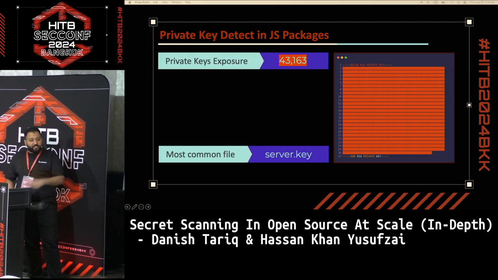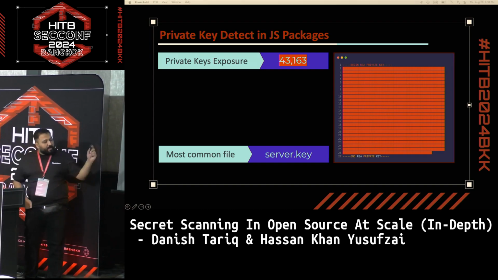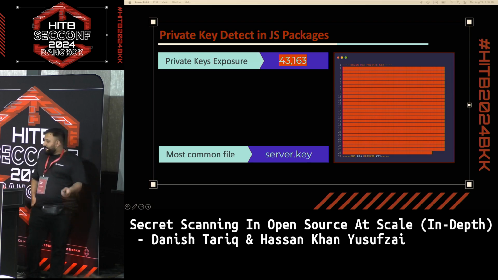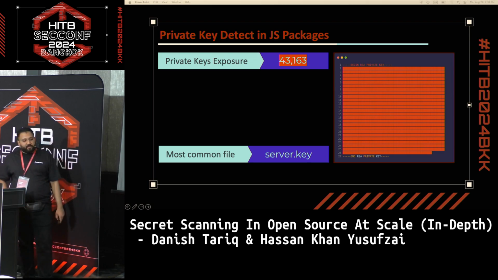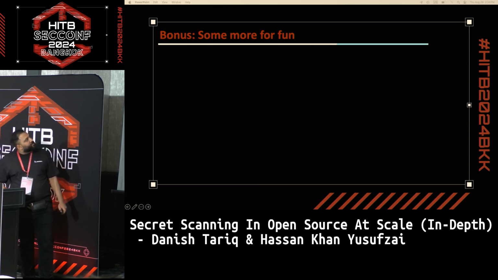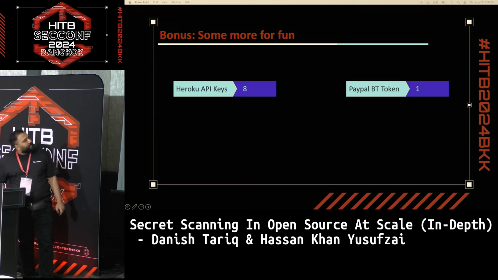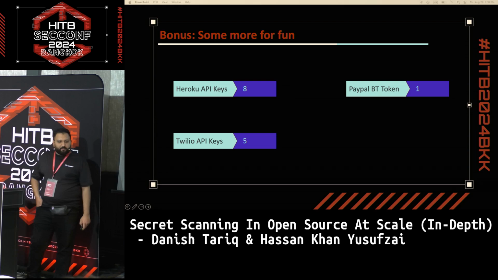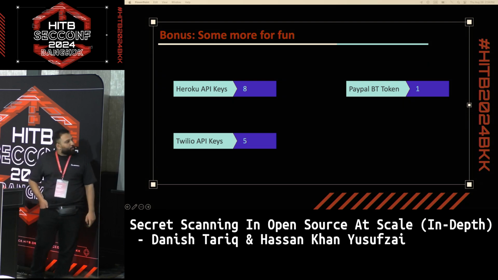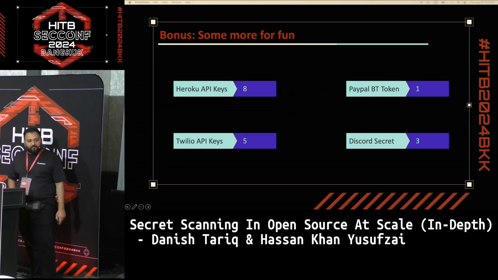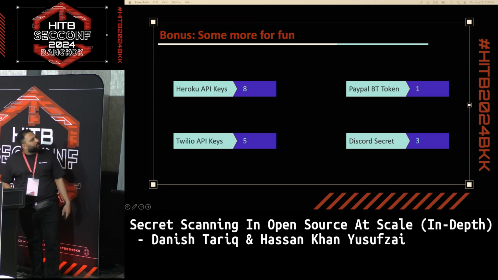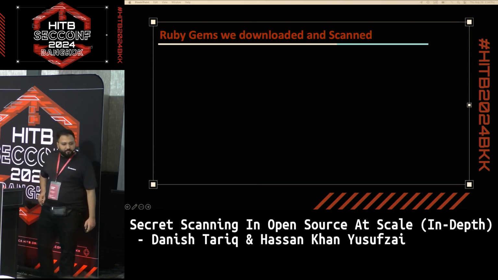In the case of WordPress, it was private.key, and in the case of NPM, it was server.key. And this is an example of a private key being leaked in the NPM JS packages, right? Yeah, some little ones. These were, I think, the lowest occurrences of the tokens that we found. Some Discord ones, Heroku, and stuff like that.